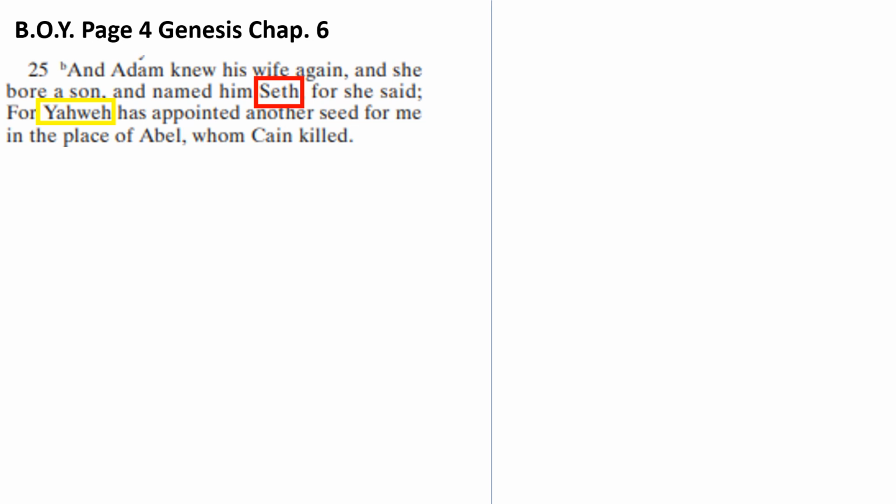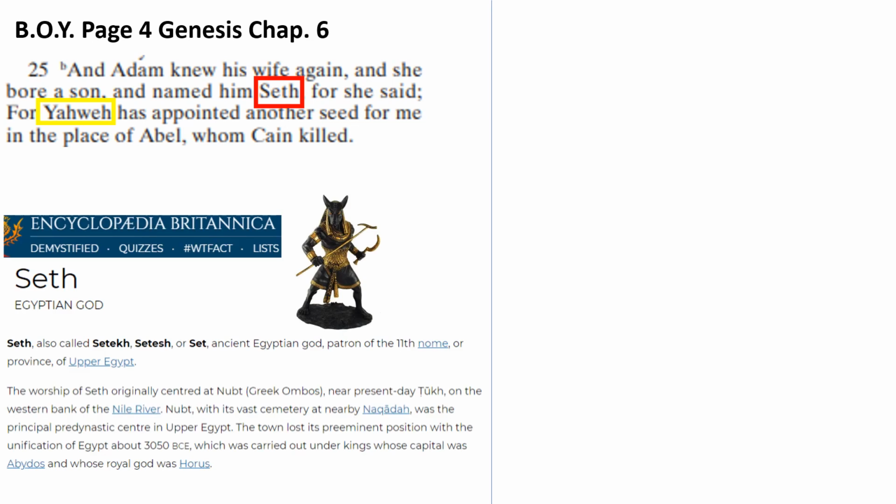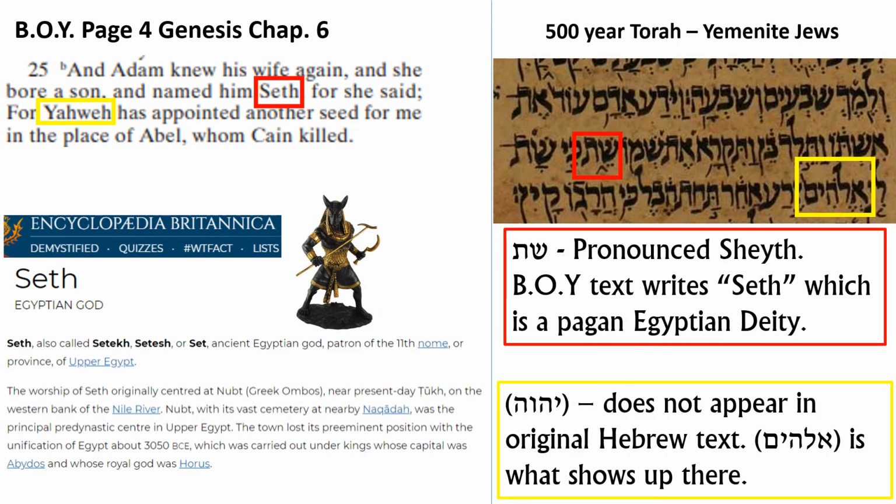Now, here's the first problem. The term Seth is the name of an Egyptian deity. It's an Egyptian god whose name is Seth, as you can see from the Encyclopedia Britannica. So in the original Hebrew text, the name of the son of Adam and his wife was Sheth. Sheth is, of course, not Seth. Sheth is how you pronounce it in Hebrew, as you can see here.